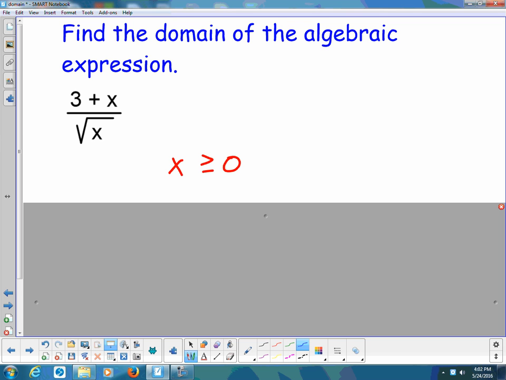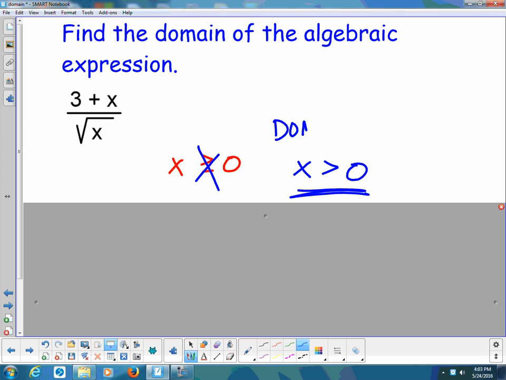So that means I don't want to write x greater than or equal to 0. I just want x strictly greater than 0. I can't have negative numbers under a radical, and I can't have 0 in the denominator. So this is our domain.